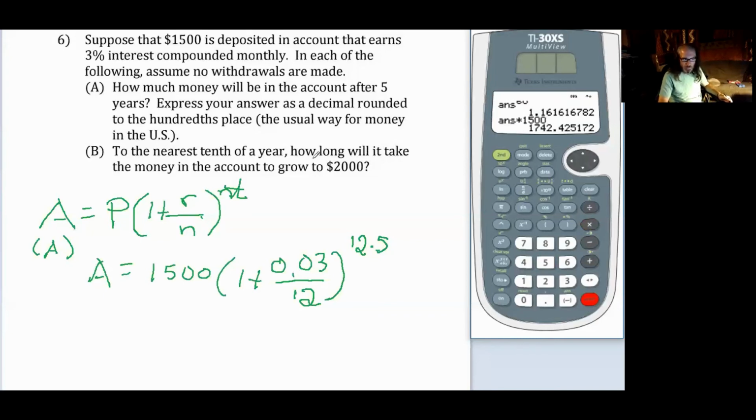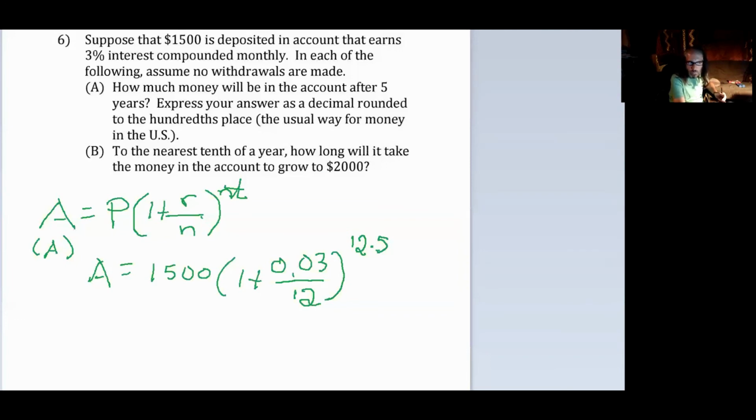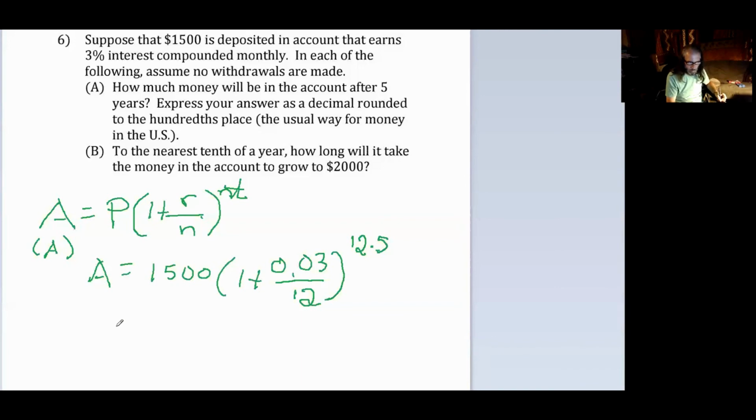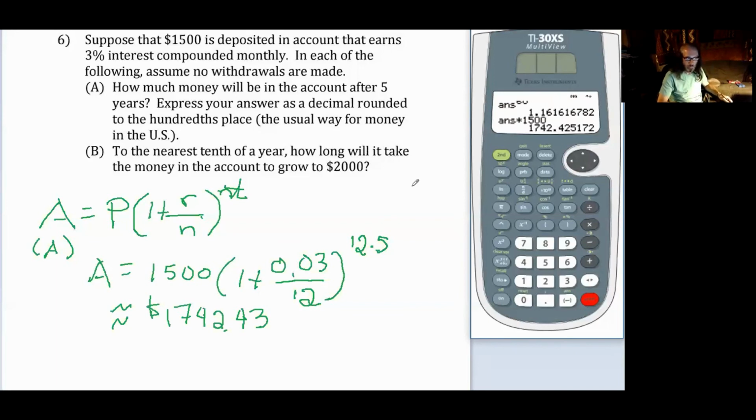Now we're supposed to round that to the hundredths place, 2 places after the decimal point, because except for gas prices, that's what money gets rounded to. So that's going to round to 1742.43. And since the 1,500 was in dollars, so is this. $1,742.43. So that's a gain of almost $250 into 5 years. But you have to start with a good amount of money to begin with.